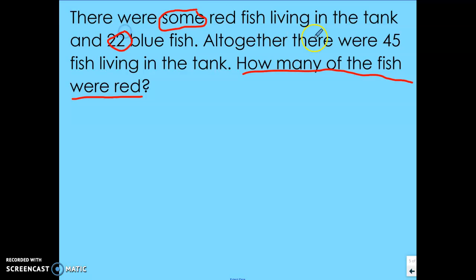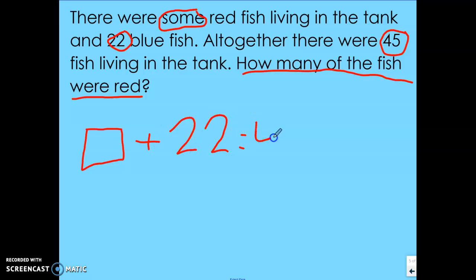22 were blue, and there were 45 total. So let me see if I can set this up. Every time I see "some," I'm going to put a box because that's the unknown. Some were red, and 22 were blue. So I'm going to add that together, and it will give me 45. Now I have to figure out what the unknown is.